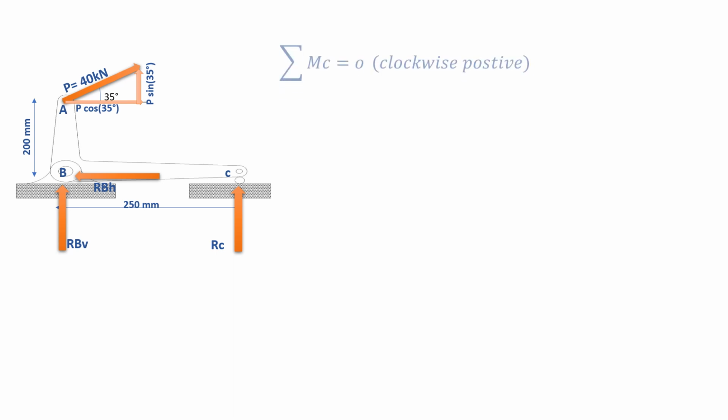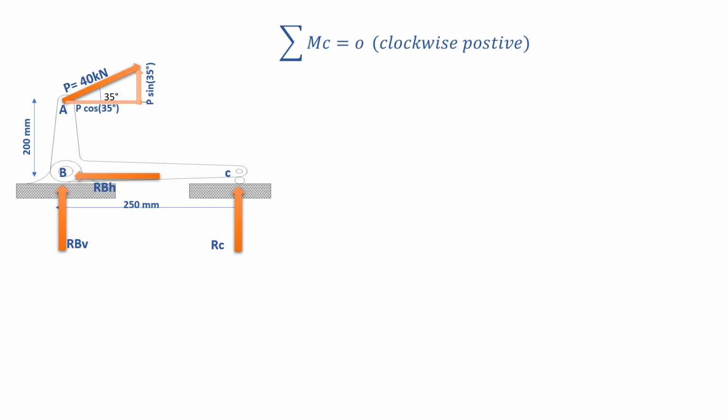Now we want to eliminate the force RC because it is an unknown force, and I think it would be easier for us to solve for RBV if we take summation of moments about point C, because this RC will not cause a moment about C, since its line of action will hit that point C. Also for this RBH, it is also along C.